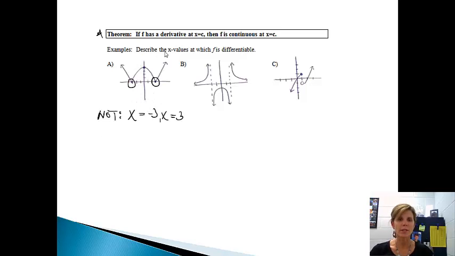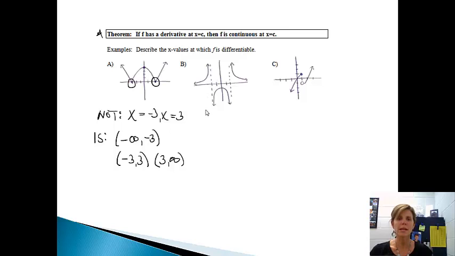When it says describe the x values at which it is differentiable, kind of like when you're writing the domain, it is differentiable from -infinity till I get to -3. It's not differentiable at -3, so I'm going to keep that as a parenthesis instead of a bracket. And then it is differentiable between -3 and 3, and then also from 3 to infinity. Again, notice I'm not including -3 and 3 in my intervals.